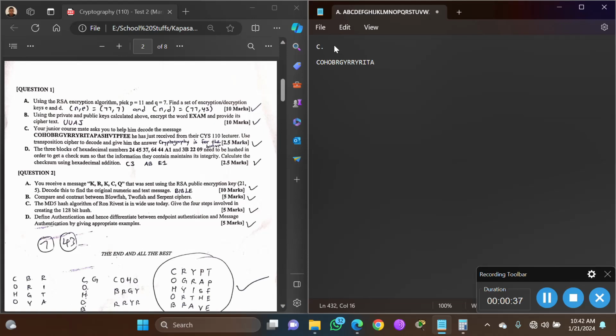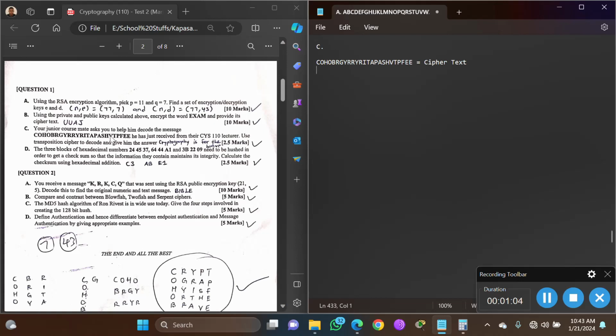ITA PASH VT VTP FEE. Okay, so that's a cipher text. By the way, that's a cipher text. By now you know what a cipher text is: something which is encrypted and you cannot understand its context.